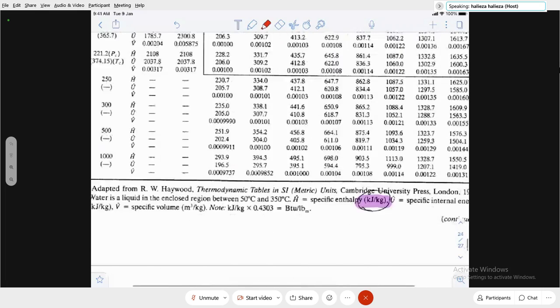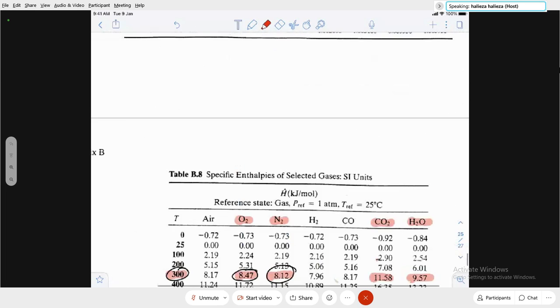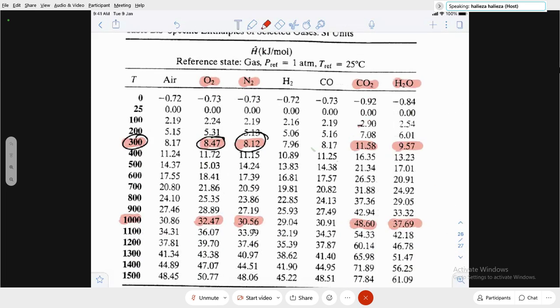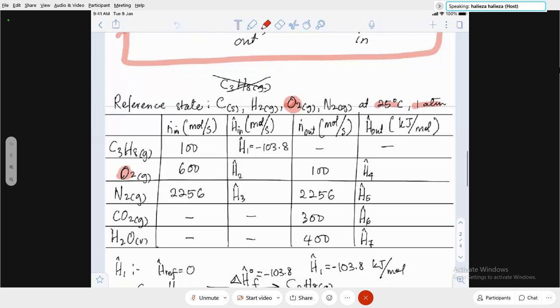Okay, here we go. Alright, so we need one more for nitrogen. Remember, nitrogen exists in its natural state as nitrogen gas, and we also have that component in our process. At 300 degrees C, the enthalpy for nitrogen is 8.12. So I'm going to write that in our example. So this is nitrogen, 8.12. And the value for oxygen just now is 8.47.